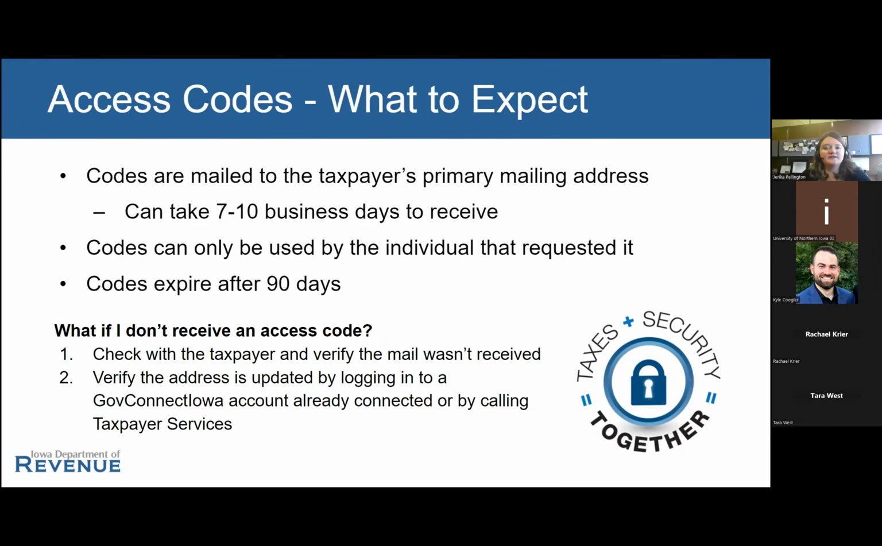And so a lot of times when someone moves, they move to possibly a different city or a different zip code. And so in that instance, that may be an indicator that maybe something's not right. So say that you go to request access, you see that it's the wrong zip code. That would indicate that you need to update your address. And so you can go to our website and look for information, or you can contact our taxpayer services team for assistance. You do have the ability, once you're connected, to update your address online.